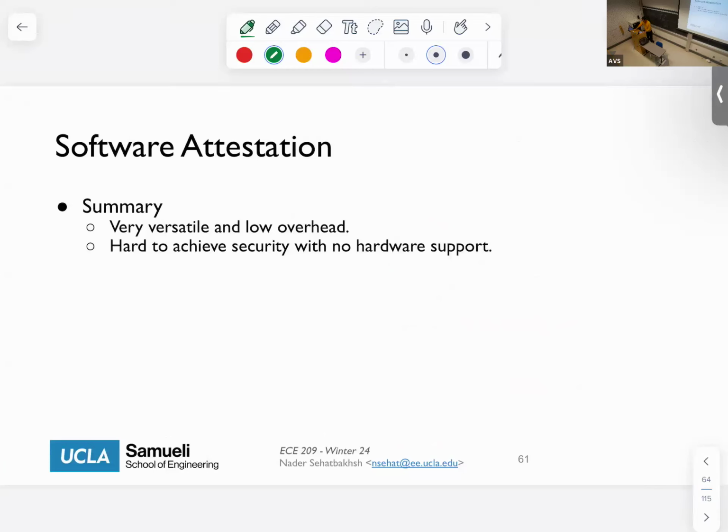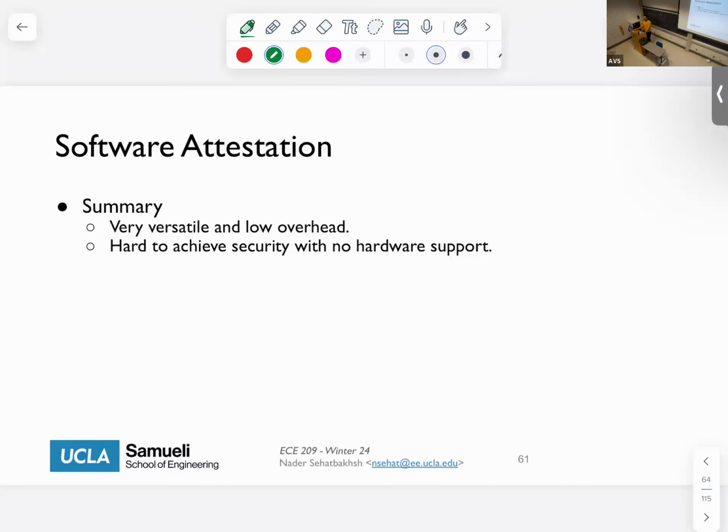So just a summary of software attestation: very versatile, very low overhead. The problem is that since there is no hardware support, there's nothing on the hardware side we can trust, achieving security is a little bit difficult because you need to trust the timing, and this timing may not be actually that robust. Again, once you're doing the CA4, you're going to see that the timing might not be as great as you think it is.